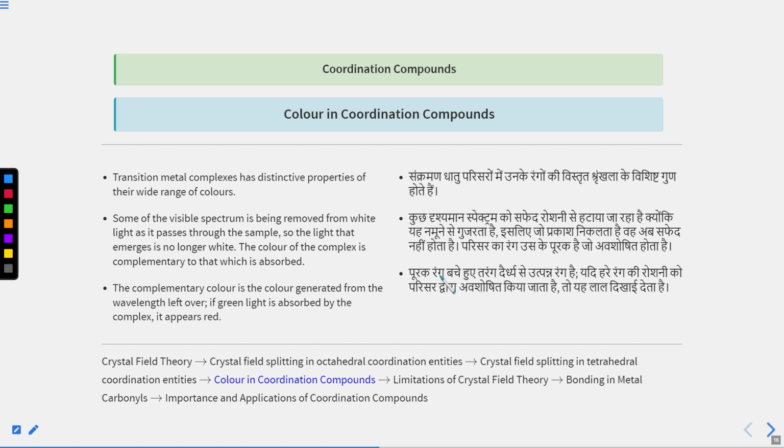When do we see color? What is the reason behind it? So the reason behind it is the d-d transition. So there are three factors, but today we'll stick to the d-d transition because it is the one that is according to your syllabus.